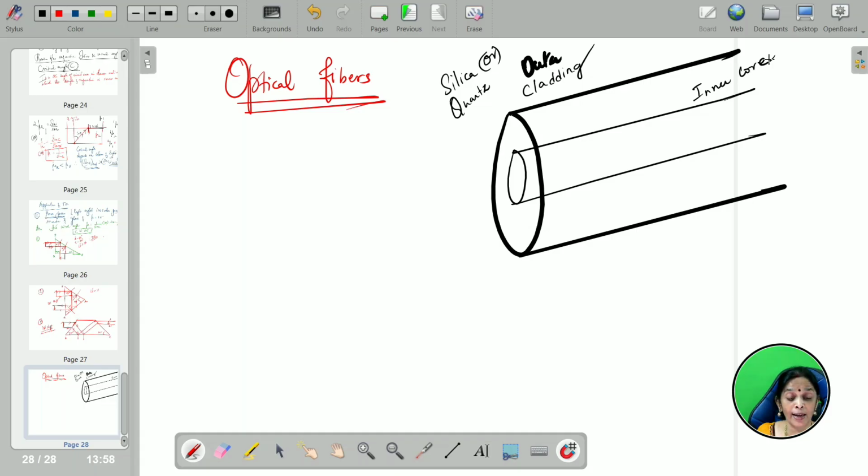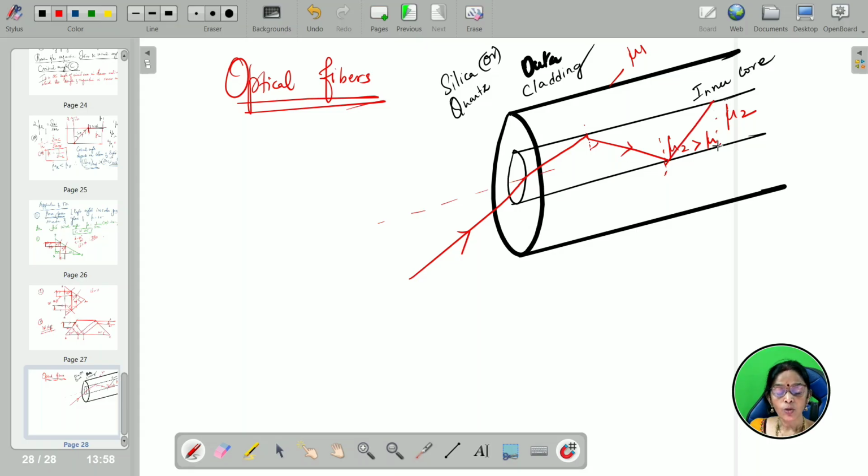Which one should have higher refractive index? The inner core refractive index should be mu2, whereas the outer cladding refractive index is mu1. So mu2 should be greater than mu1. Now what happens, the rays of light from air go directly into the inner core. It hits at an angle greater than the critical angle, therefore TAR takes place. Again TAR, so it goes like that.